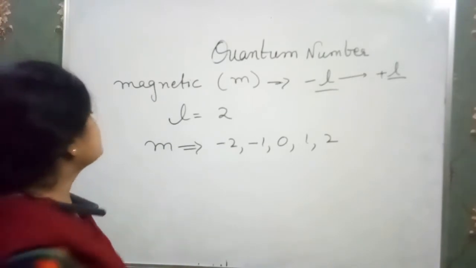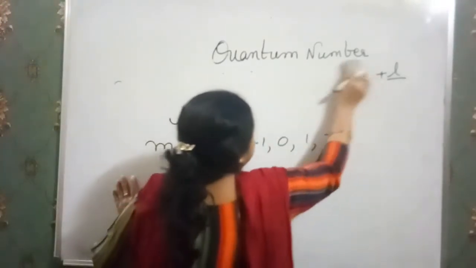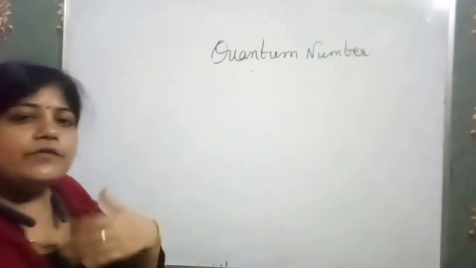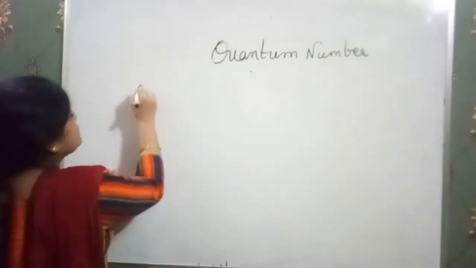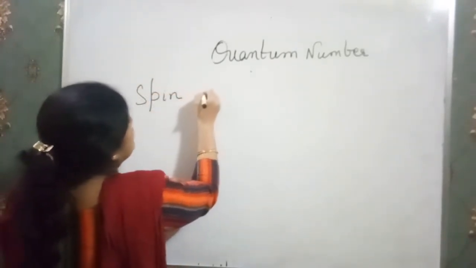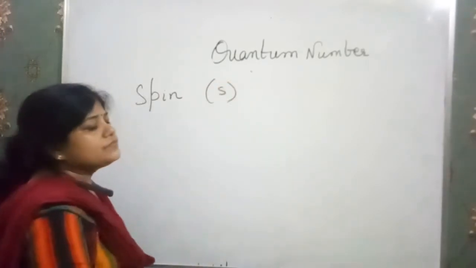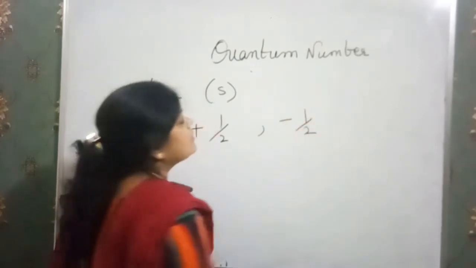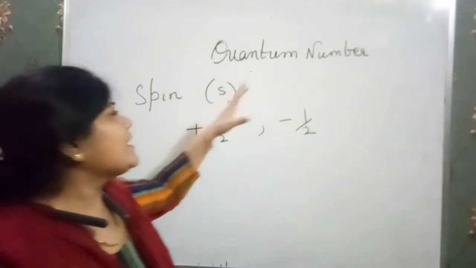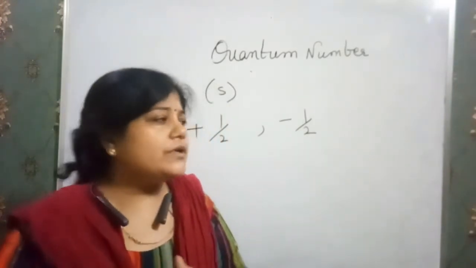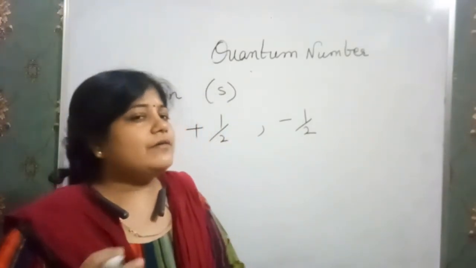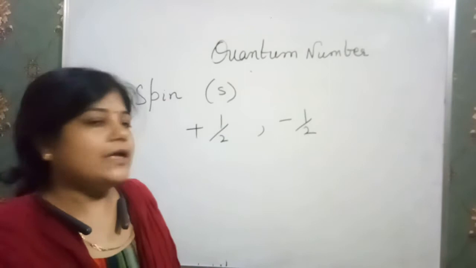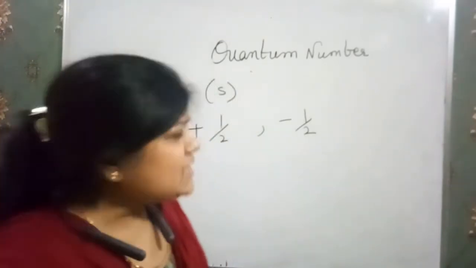Now the last one is the spin quantum number. Actually, spin quantum number gives us the direction in which the electron is moving, whether it is clockwise or anti-clockwise. For clockwise direction we have plus half, and for anti-clockwise we have minus half. This is the overall recap for the quantum numbers. Now I am going to take some questions one by one and try to explain the concepts and solve the questions which you have in your textbooks. Okay, now just see one by one.